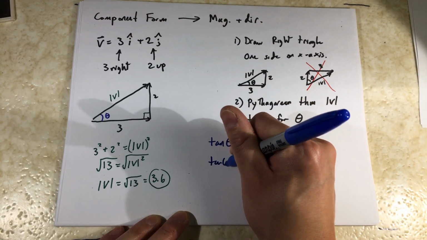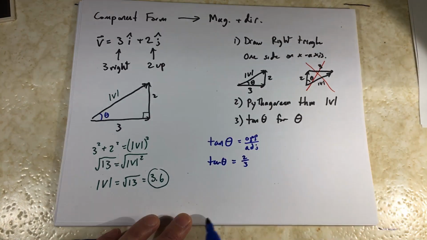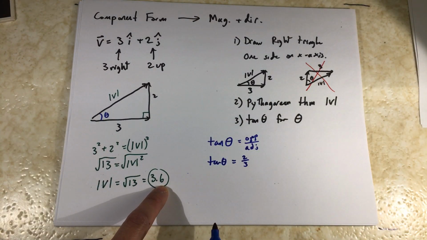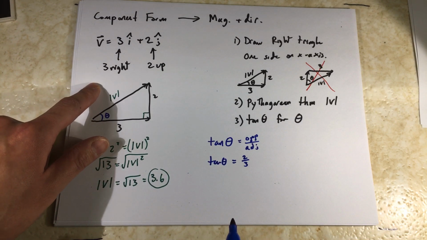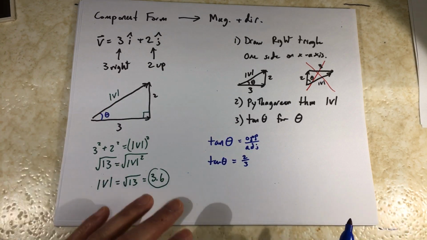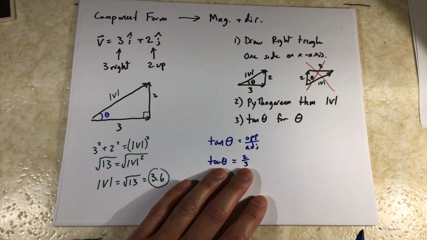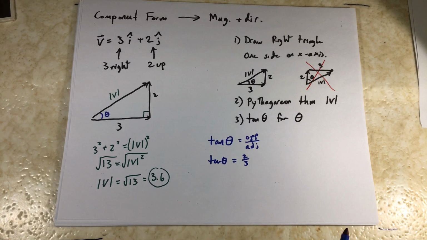So tangent theta is equal to 2 over 3. Now, if you solve for this magnitude first, you could then use cosine is 3 over the magnitude, or sine is 2 over the magnitude. You could also do that, but if you want to do it first, then it makes sense to do this.